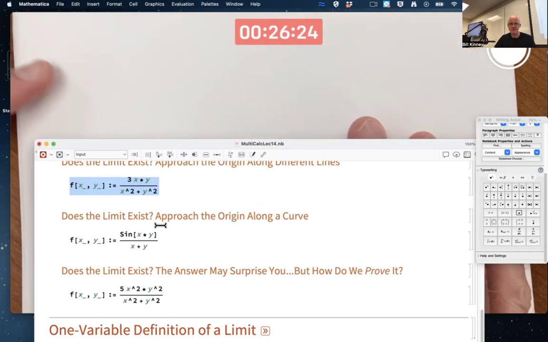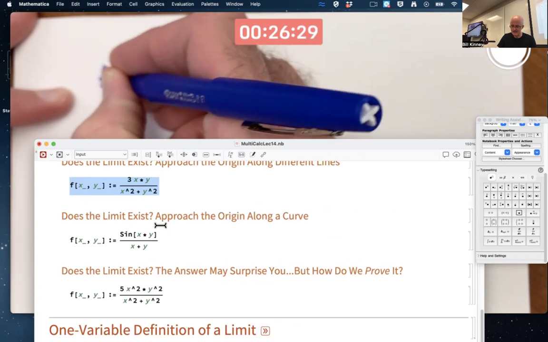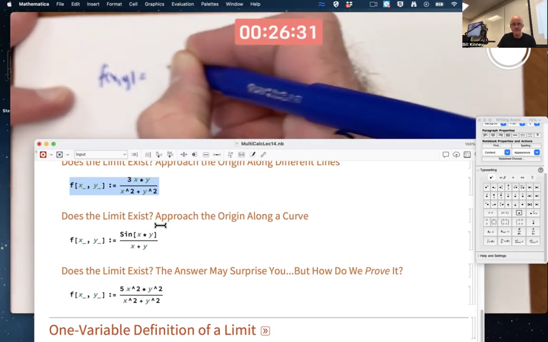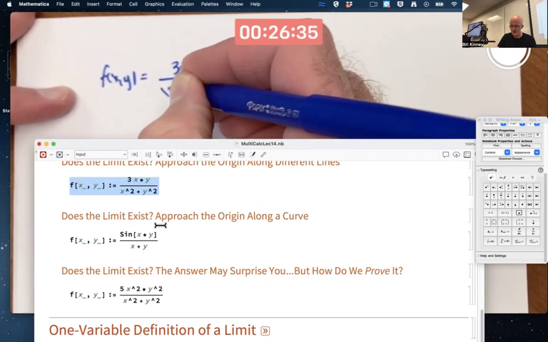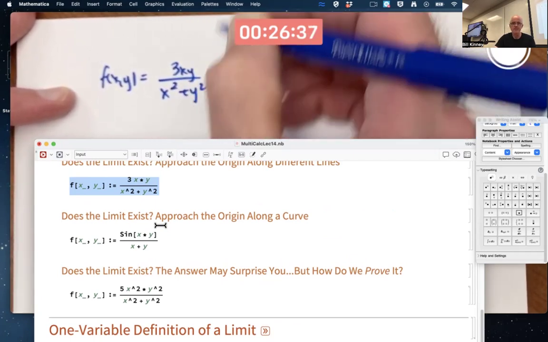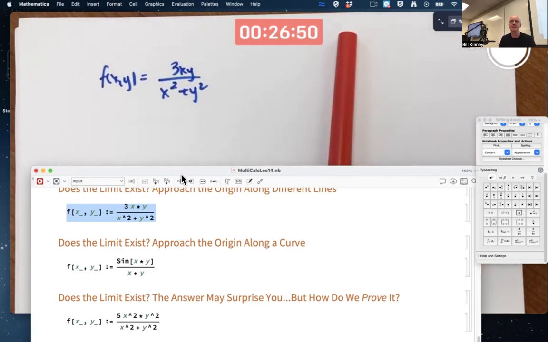For this example, f of xy is, as you see, 3xy divided by x squared plus y squared. What's the domain of this function? What values of x and y am I allowed to plug in? Well, as long as I don't divide by 0, I'm fine, right?